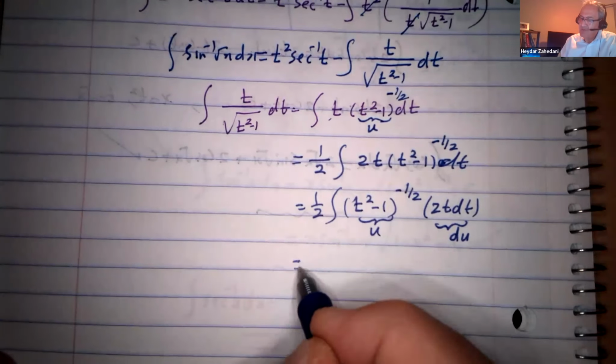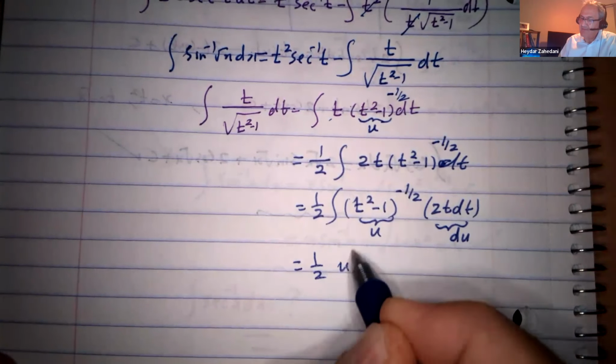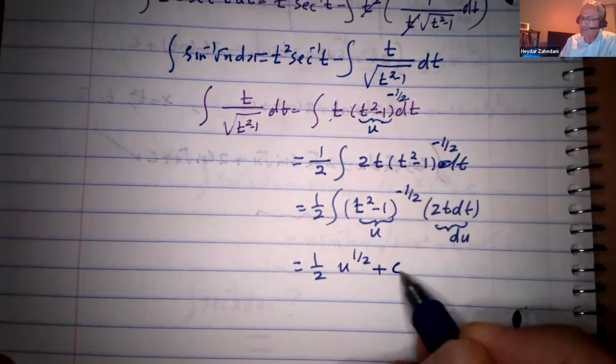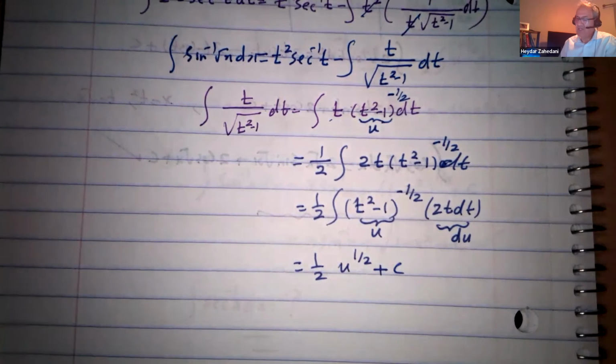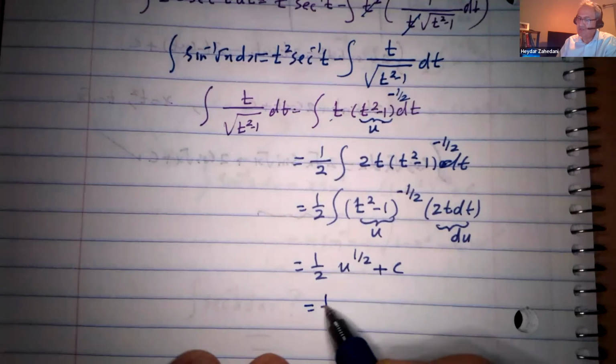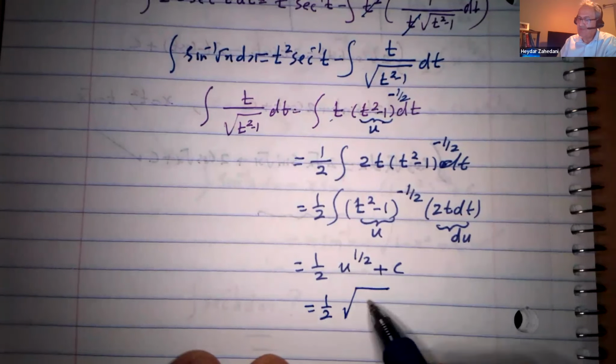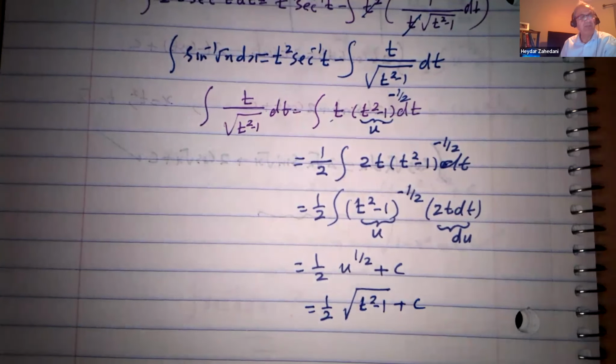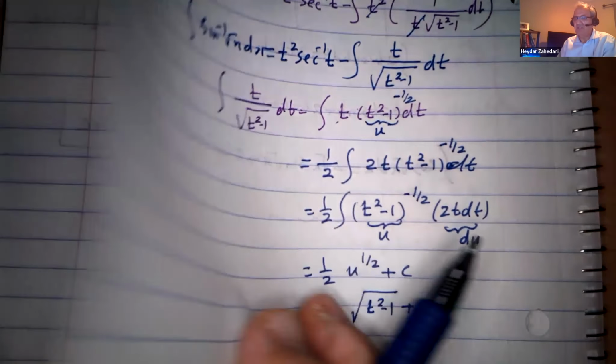Okay, so this is going to be 1/2 of u to the half, because negative half plus 1, plus the constant c. You substitute for the u, so that's going to be 1/2 square root of t squared minus 1 plus c. If you don't like this method, you see I did it here for you.